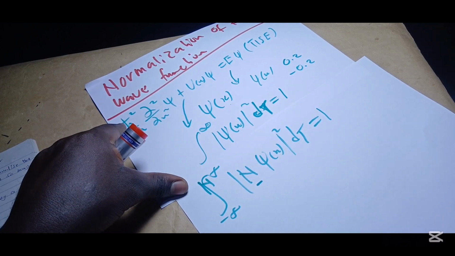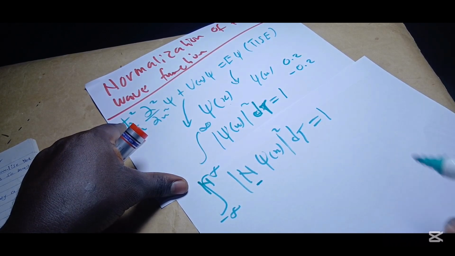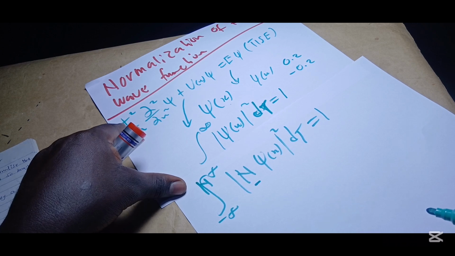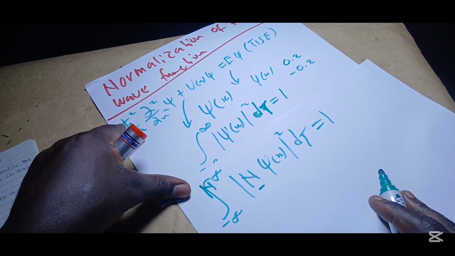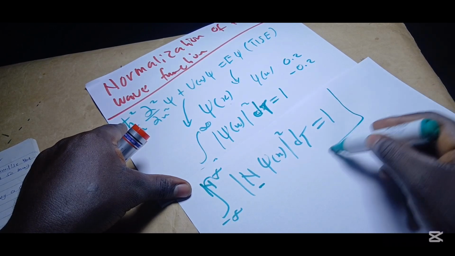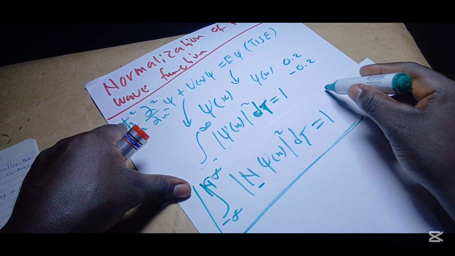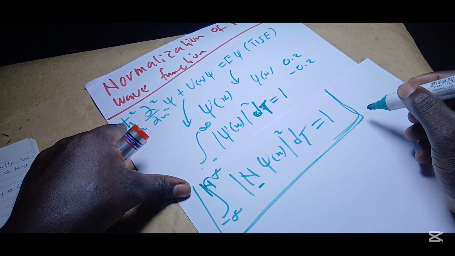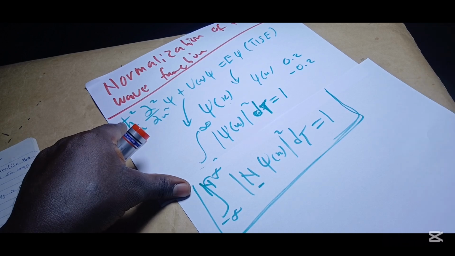So in this case, we are looking for a constant that, when we multiply by the wave function, will give us 100% probability of finding a particle when we integrate throughout the entire space. So this wave function, we can use it to predict physical systems.